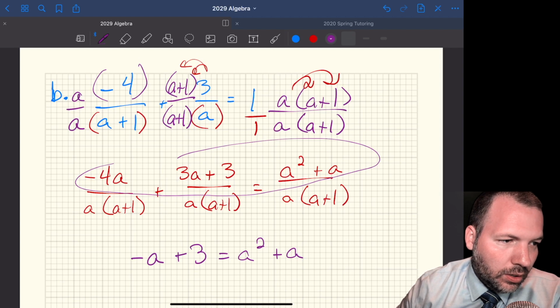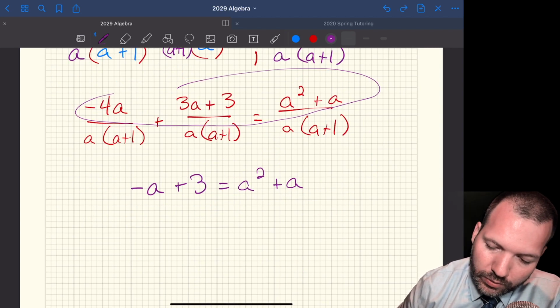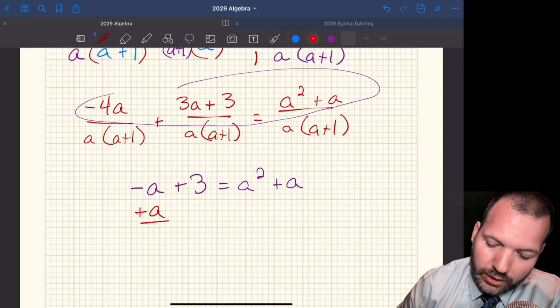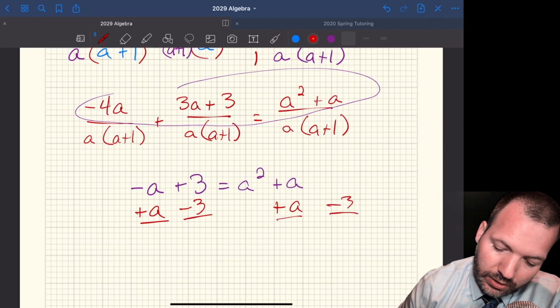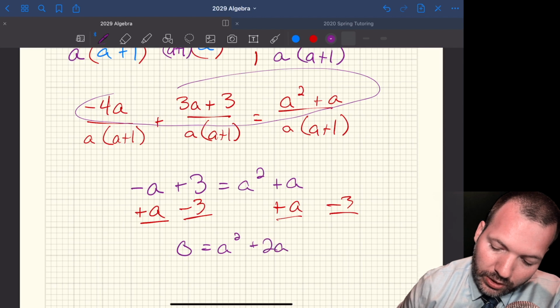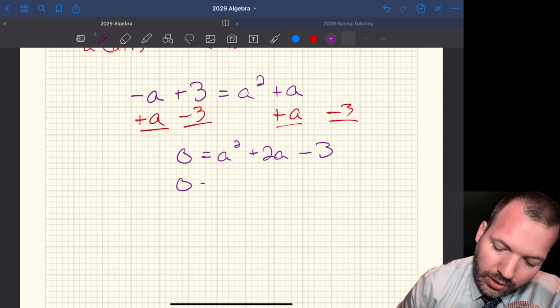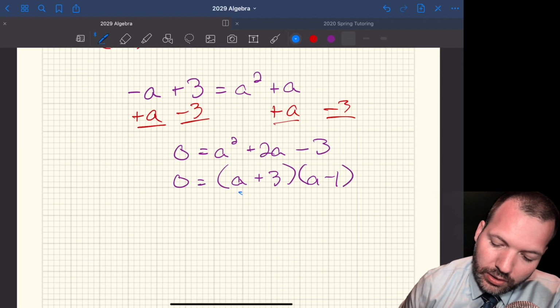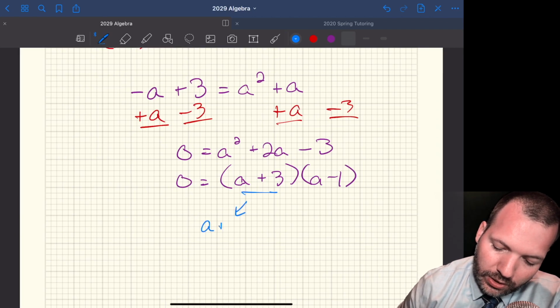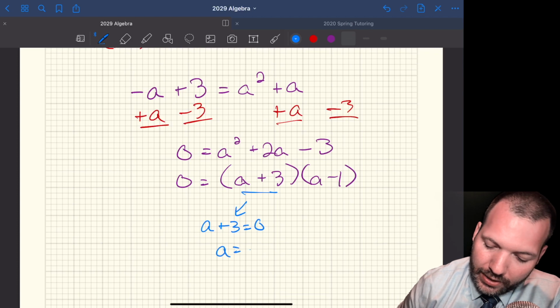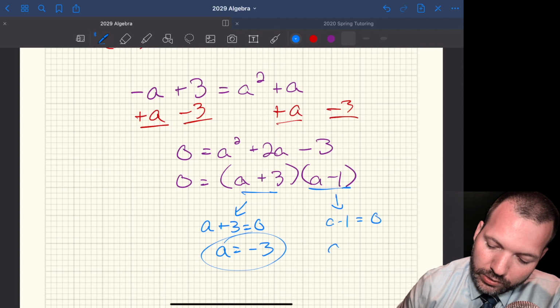And then if I have a quadratic, I want my zero product property. Another old friend, come back for the finale. I'm going to get a 0 on that side. 0 equals a squared plus 2a minus 3. That factors as a plus 3, a minus 1. And then finally, where will a plus 3 equal 0? At negative 3. Where will a minus 1 equal 0?